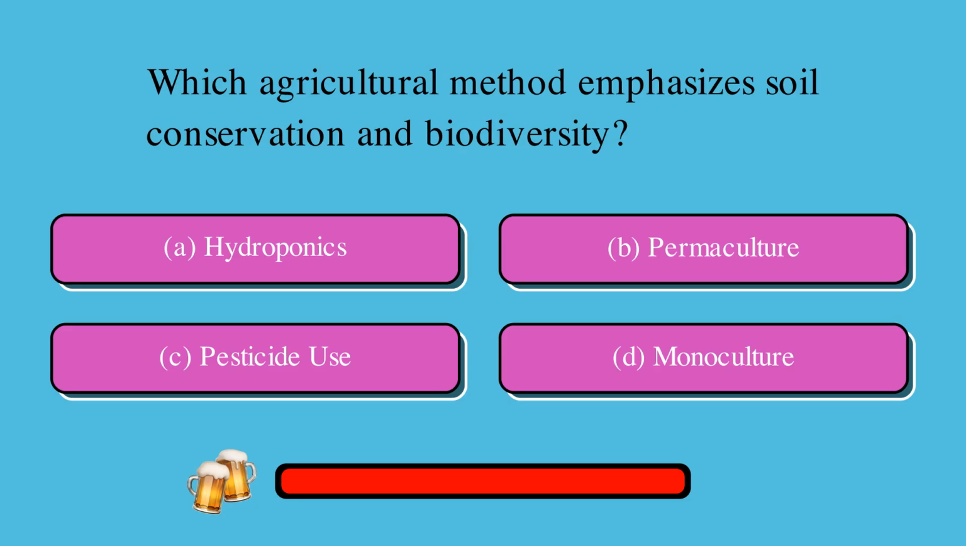Which agricultural method emphasizes soil conservation and biodiversity? Is it A, hydroponics, B, permaculture, C, pesticide use, or D, monoculture? The correct answer is B, permaculture.